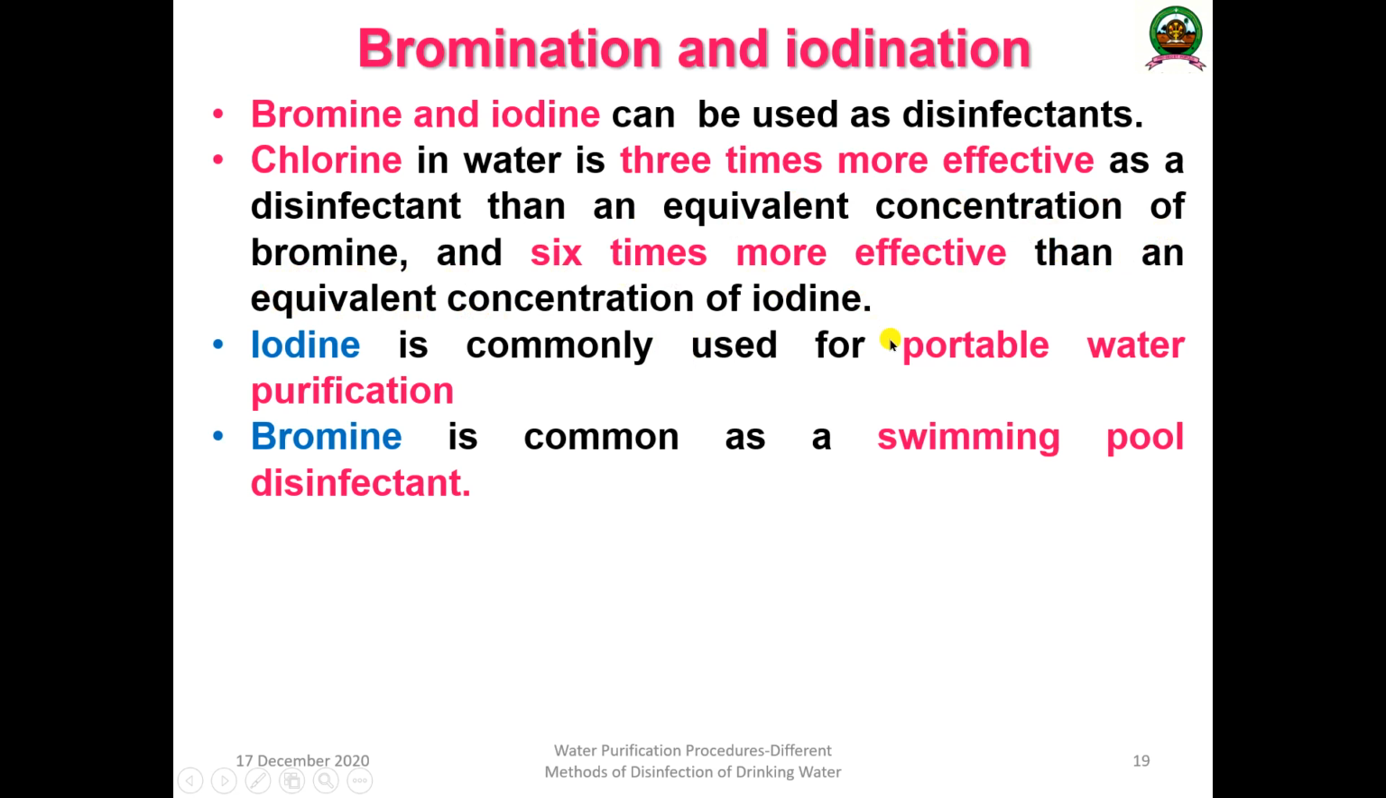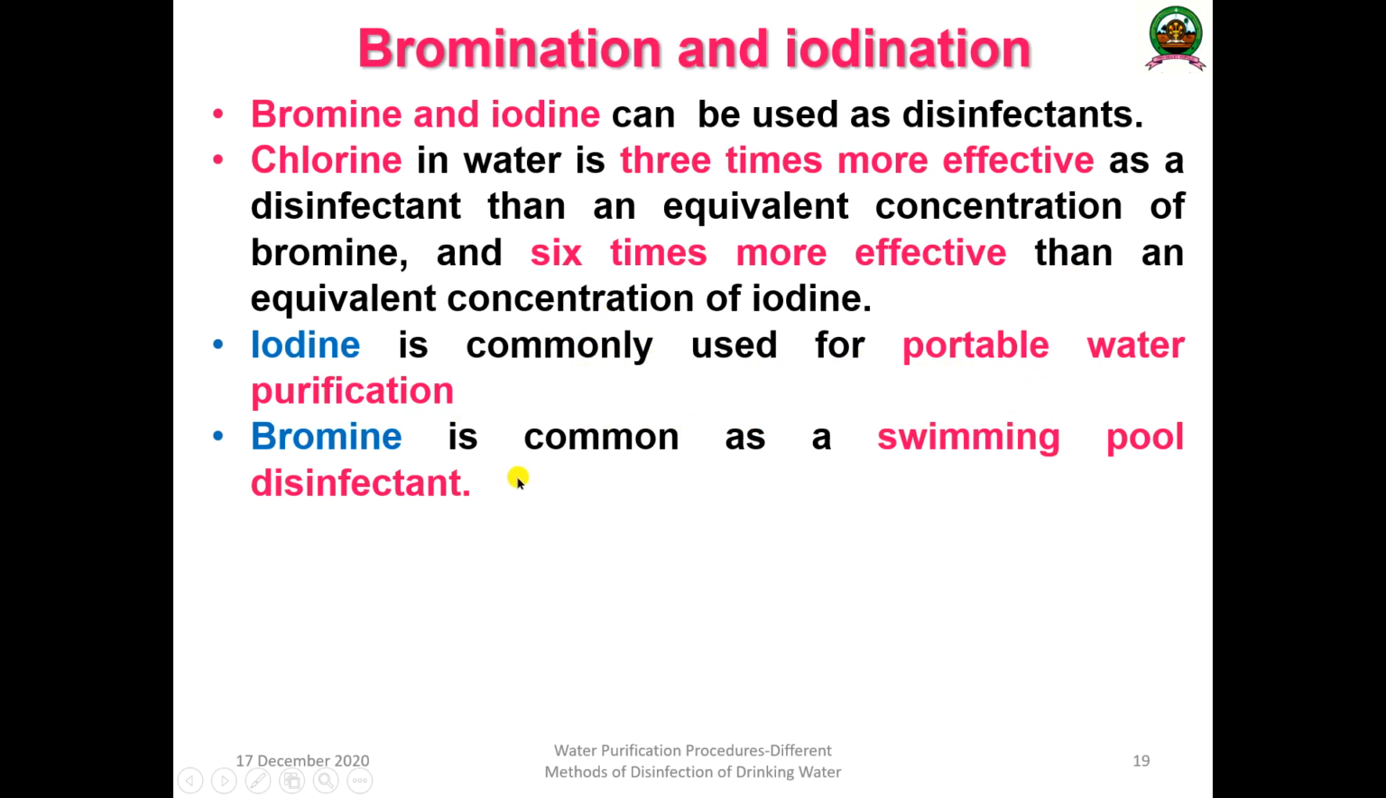So chlorine is so powerful: it is 3 times more effective than bromine and 6 times more effective than iodine. Iodine is mainly used to disinfect in the portable water purification approach, which can be transported from one place to another.